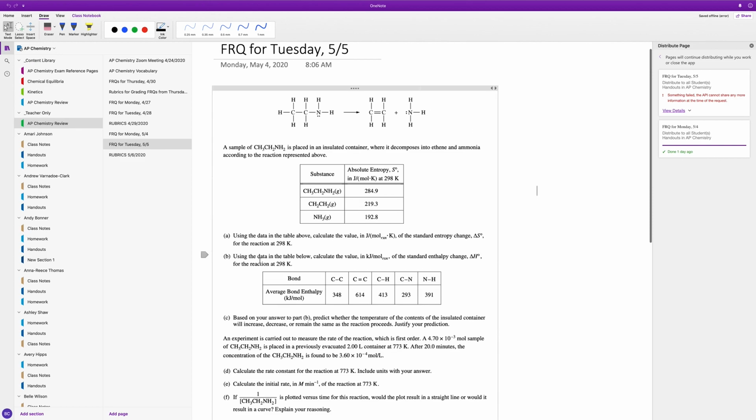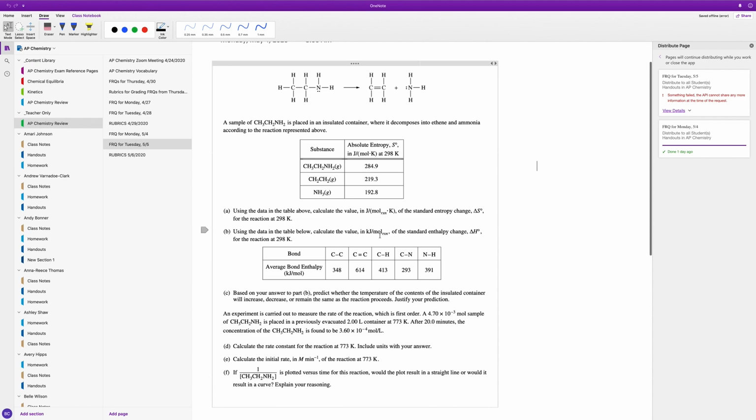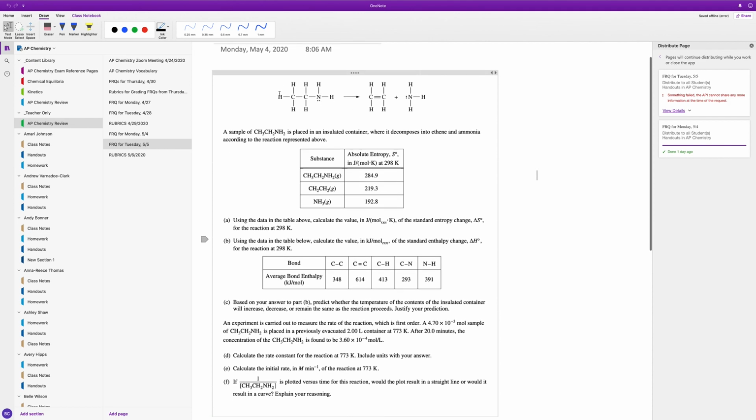Letter B, here's the bond enthalpies. We want to also calculate the enthalpy change. So all of the bonds that we're going to break require energy to break them. All the bonds that we form are going to release energy. So we want to add up all of these, that's the endothermic part, and subtract out all of these, that's the exothermic part. Predict whether the temperature of the contents will increase, decrease, or remain the same.